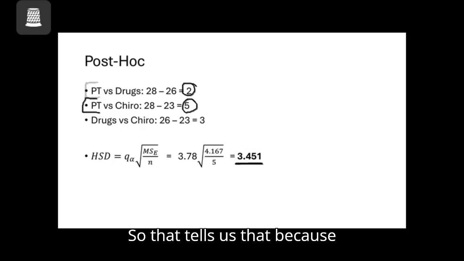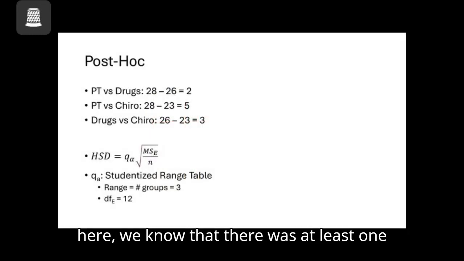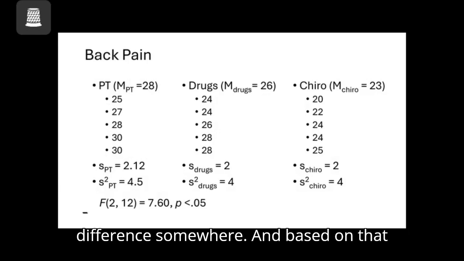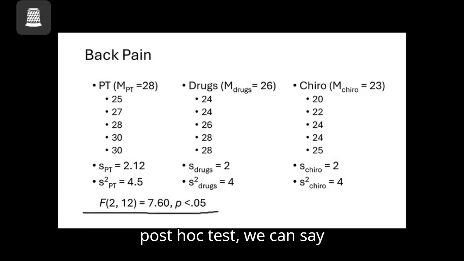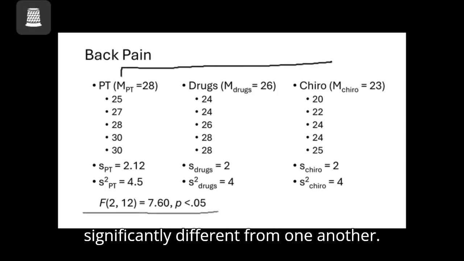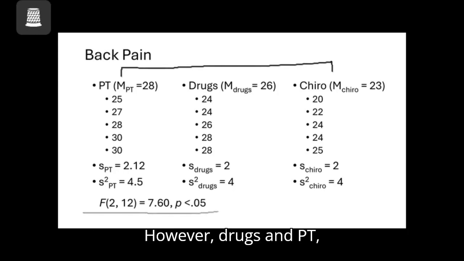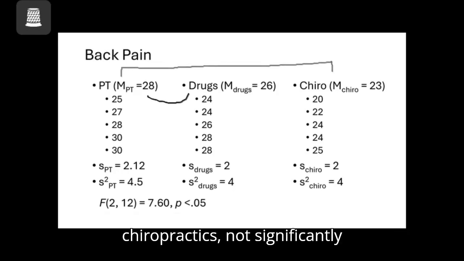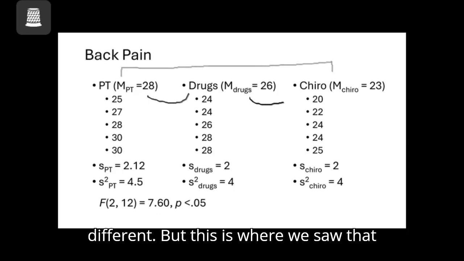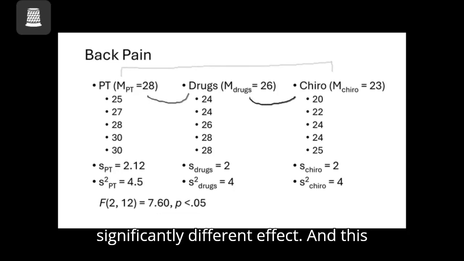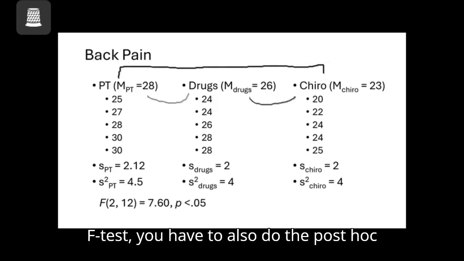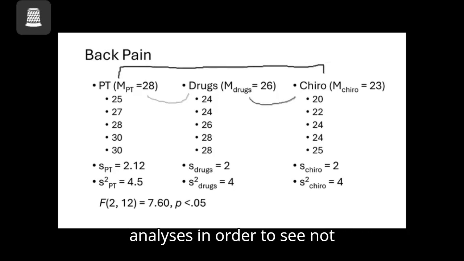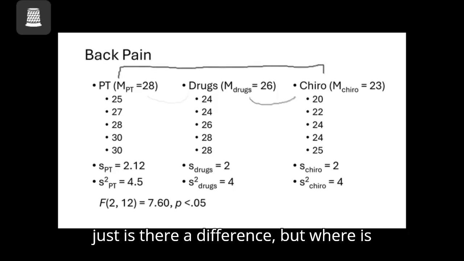So that tells us that because we had this significant F score right here, we know that there was at least one difference somewhere. And based on that post hoc test, we can say that chiropractics and PT were significantly different from one another. However, drugs and PT, not significantly different. Drugs and chiropractics, not significantly different. But this is where we saw that significant effect. And this is why you can't just go based on the F test. You have to also do the post hoc analyses in order to see not just is there a difference, but where is that difference?